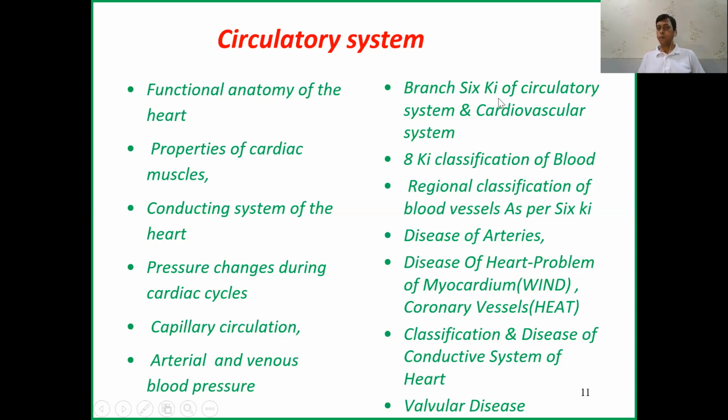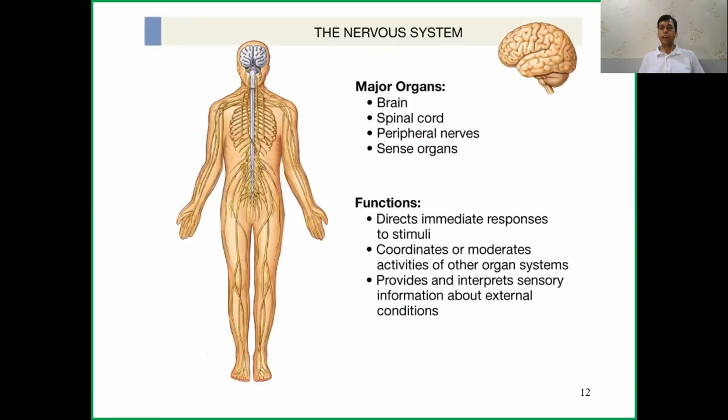And in the pathology part, we'll discuss the branch of the circulatory and cardiovascular system, the classification of blood, then the regional classification of blood vessels, diseases of arteries, and diseases of the heart. In the wind of the heart is the myocardium, so problems of the myocardium, problems of the coronary vessels, problems of the conductive system, which is the hotness, and the classification of valves and the classification of valvular disease. Okay, this all we learn in the pathology part and the heat part.